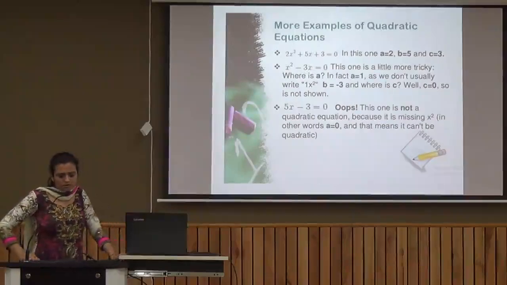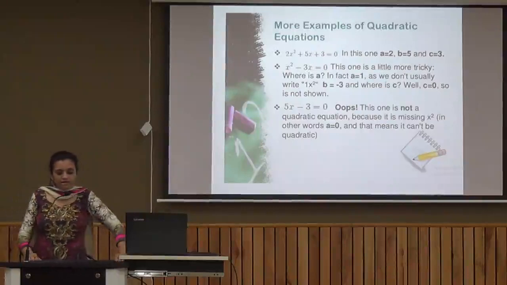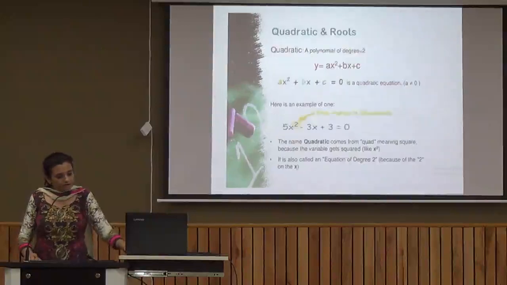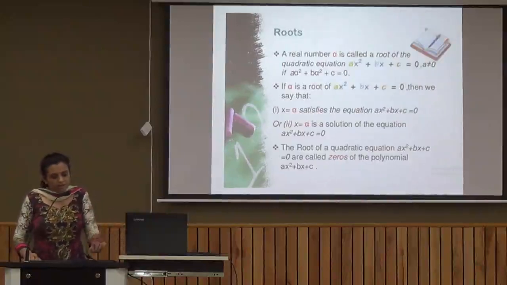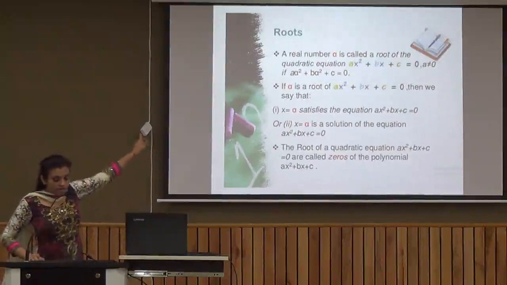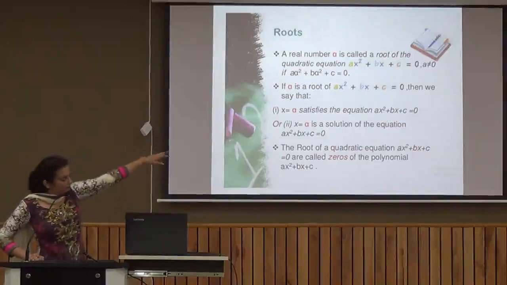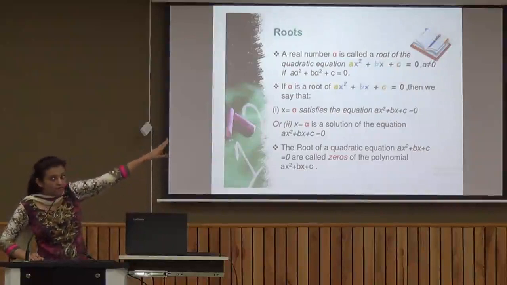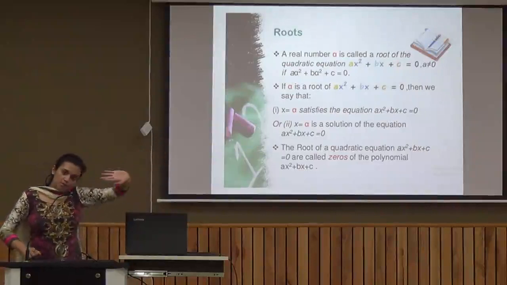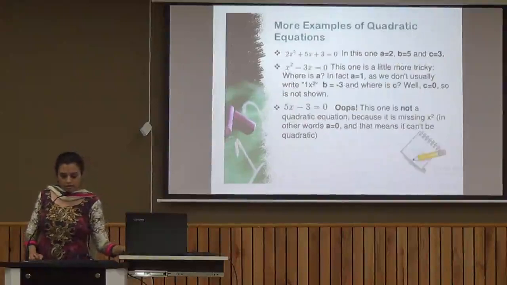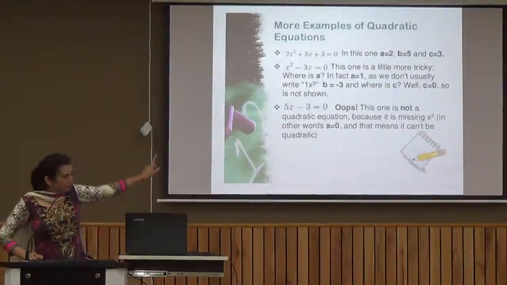Oops, this one is not a quadratic equation. Yes, because it is missing x squared. In other words, a is equal to 0. Let's go back to the previous slides here and see. A real number alpha is called a root of the quadratic equation, such and such. And look at the last words mentioned below, a not equal to 0. The moment a turns out to be 0, it becomes a linear equation like in the third example here.